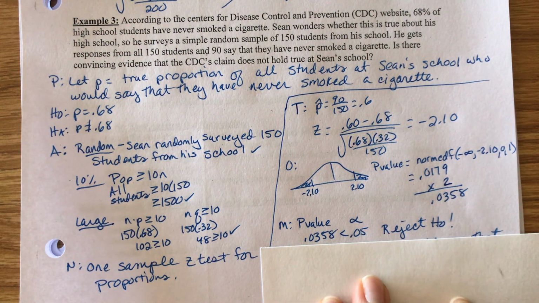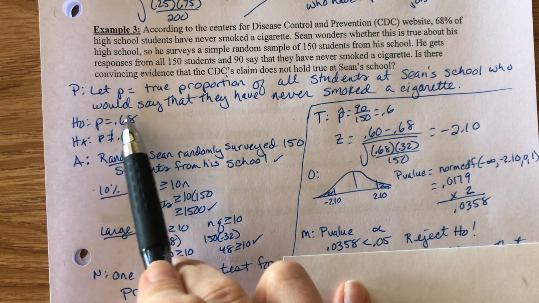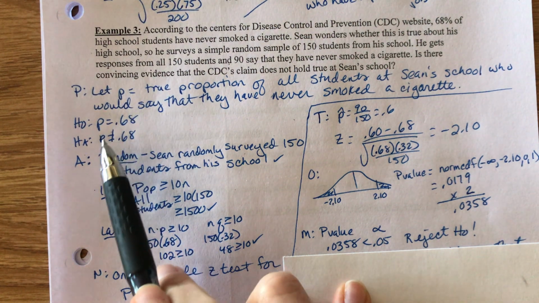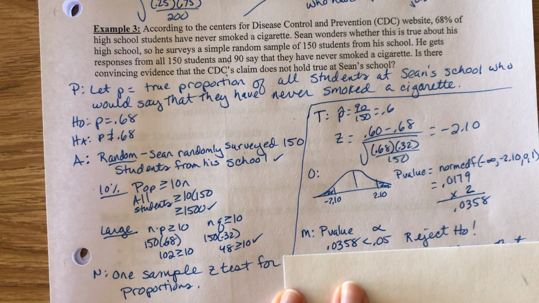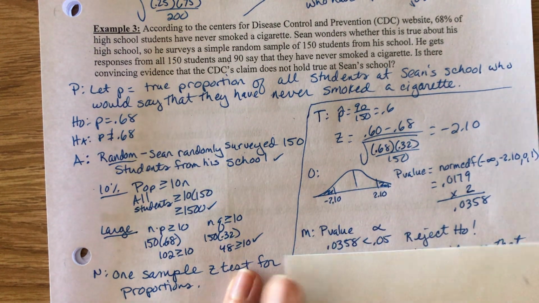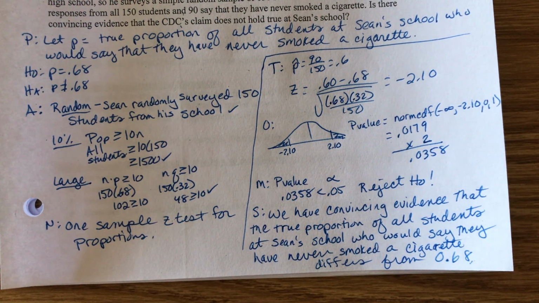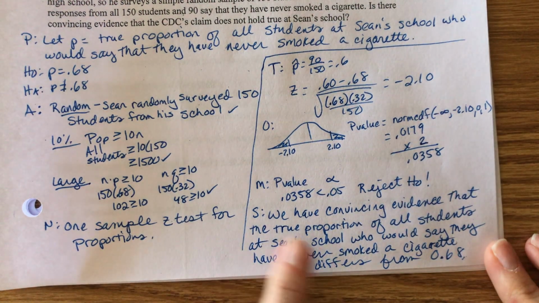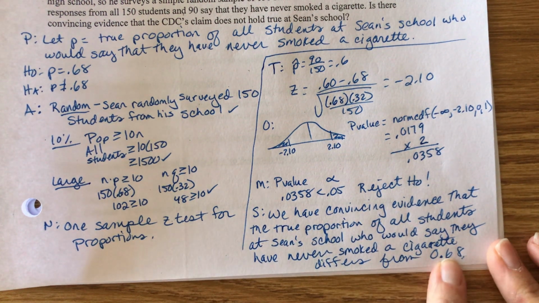Now, try to write your conclusion. What does it mean if we reject the null, right? If we thought it was 0.68 and we're rejecting that, that means it's not 0.68. Please make a note. You can't go into assumptions, you can't go into reasons why, you can't go into it's higher or it's lower. If we just said it is or it isn't, then your conclusion just needs to be it is or it isn't. All right, so we have convincing evidence that the true proportion of all students at Sean's school who would say they've never smoked a cigarette differs from 0.68.